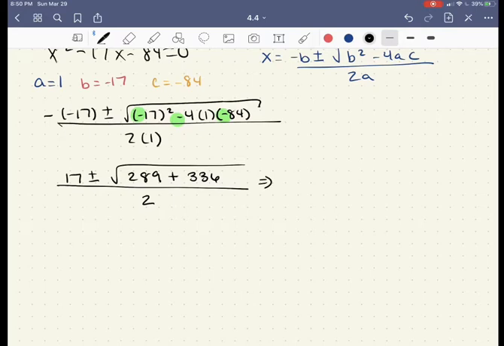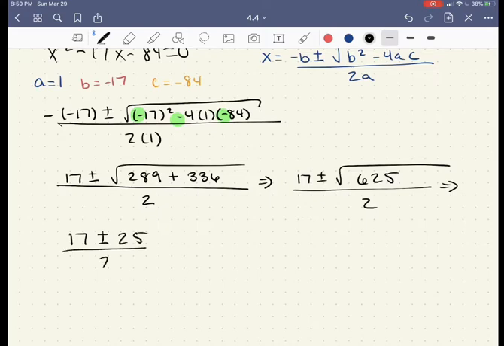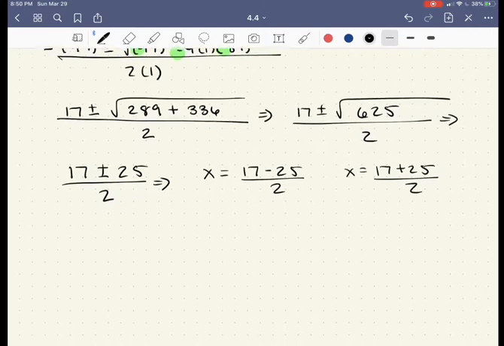So let's keep on simplifying. So now I have 17 plus or minus the square root of 289 plus 336, which is 625, over 2. Let me see if we can simplify that. 625. So 17 plus or minus the square root of 625, which is 25, over 2. So now I have that x is equal to 17 minus 25 over 2, and x is equal to 17 plus 25 over 2.